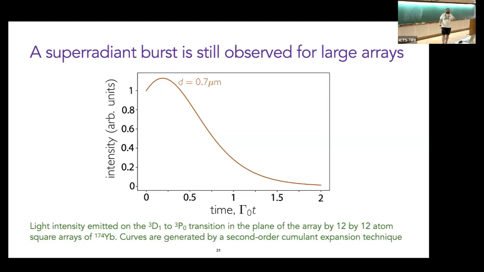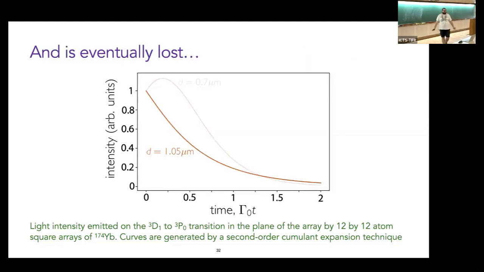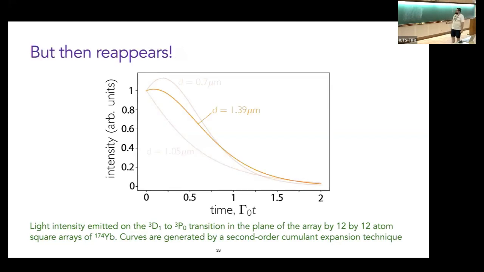We're collecting light now on a particular transition that's emitted in a particular direction. Okay? And you can see this clear non-monotonic behavior in the decay. And then I increase the distance and it goes away. And then I increase the distance again, and it comes back. Okay. And this kind of highlights that this is not a particularly trivial problem, right?